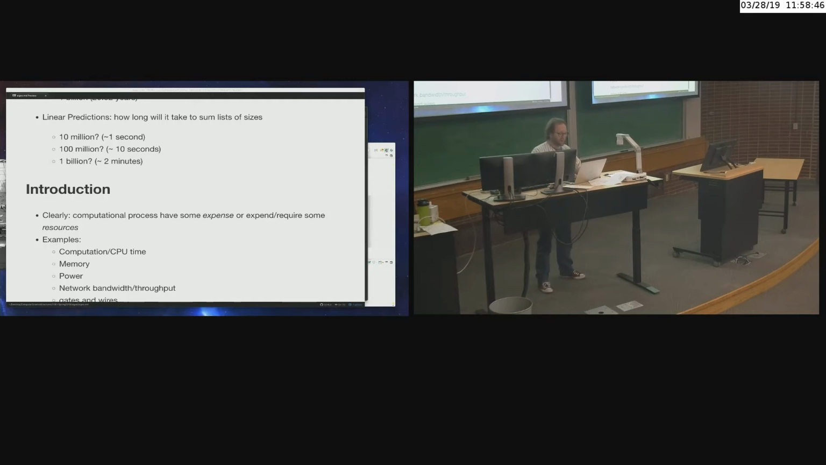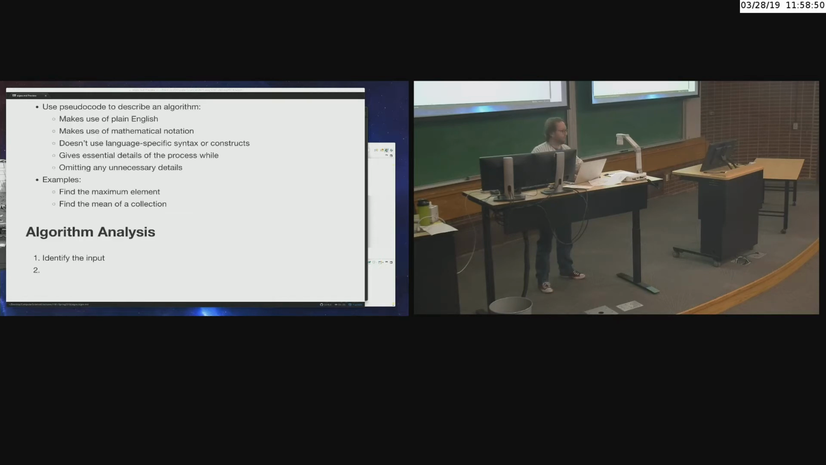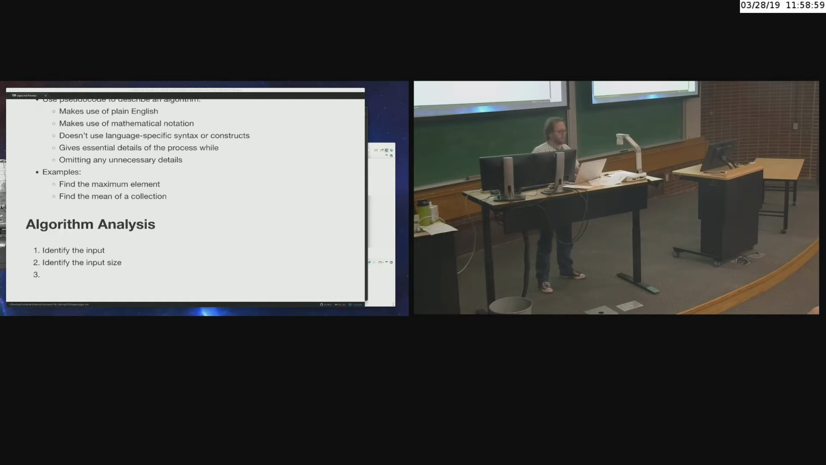The first step is to identify the input. Well, guess what? That's already done for you if you've written correct pseudocode. Right? Step 2, identify the input size. Again, that's usually done for you in the step of actually writing the pseudocode, but there are some tricks there, and I'll identify them as we go along. Step 3, identify what is called the elementary operation.